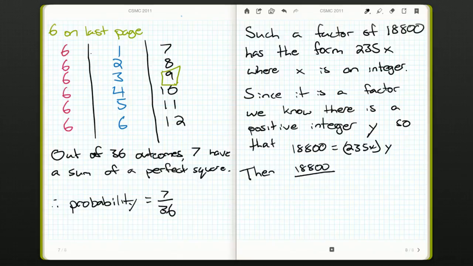Now, we can get a relationship between x and y if we divide by 235. I believe it's 80, but let's just double check on our calculator. Yeah, 80 is equal to x times y.